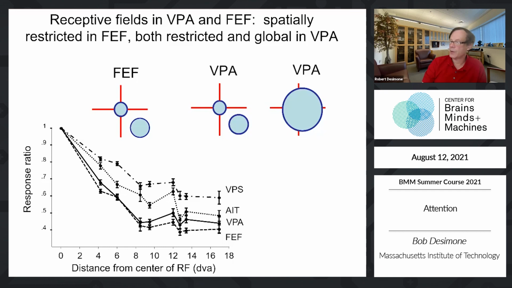but in VPA, the average receptive fields are not that different. But we do find in VPA that there's a mixture of receptive fields where some of them look very much like those in the frontal eye fields, and others are big, and they look more like IT cortex. Okay, so there's a variety in VPA. And then VPS is just another part of prefrontal that I'm not going to talk about.